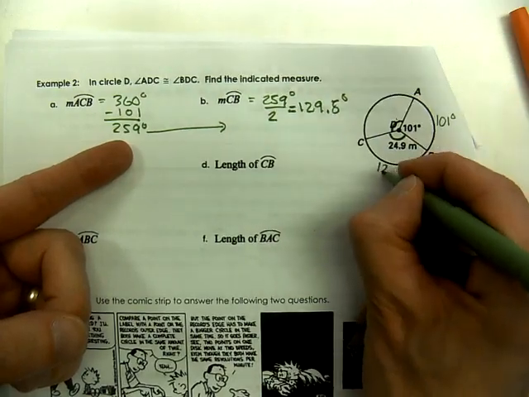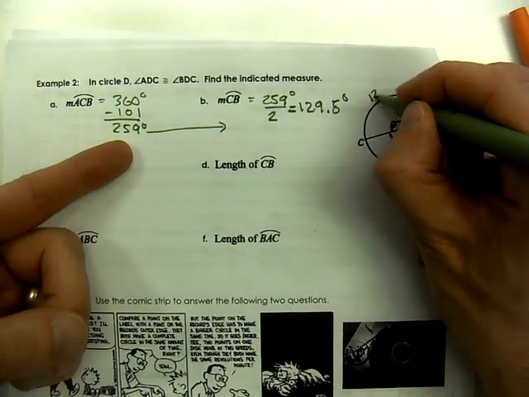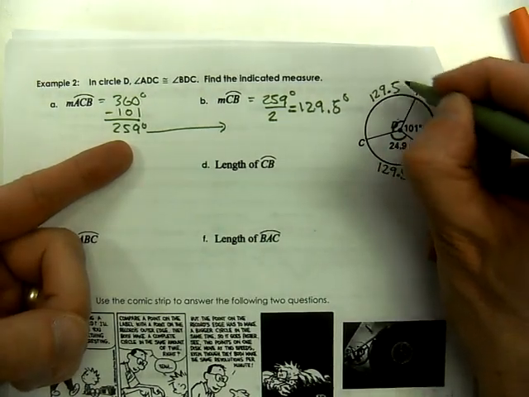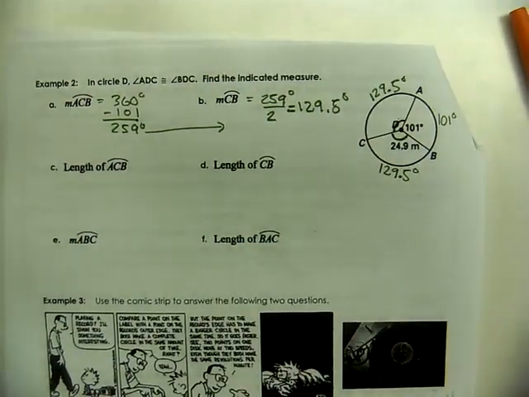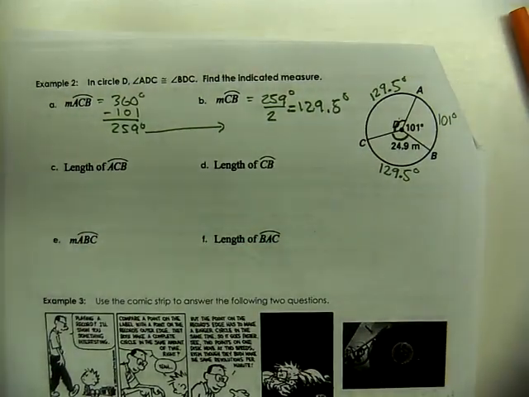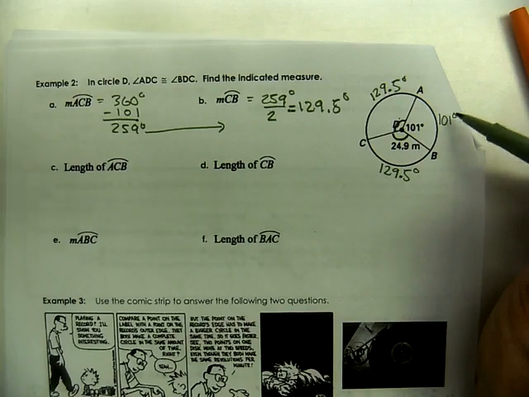So this one is 129.5, as is this one at the top. Remember, they all add up to 360 degrees. So notice we didn't even have to use a proportion here because we could find the numbers we needed from the given information at the central angle on the right-hand side and its arc.